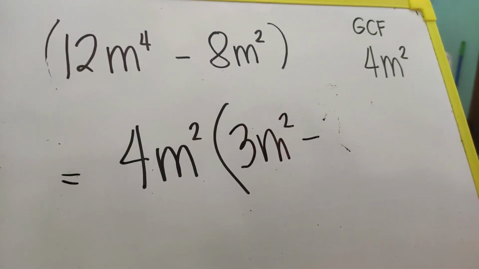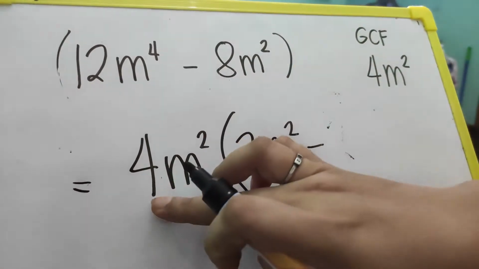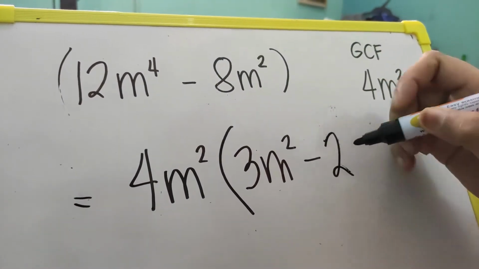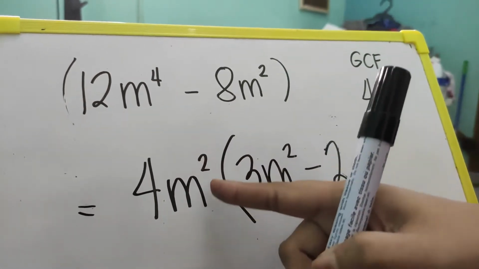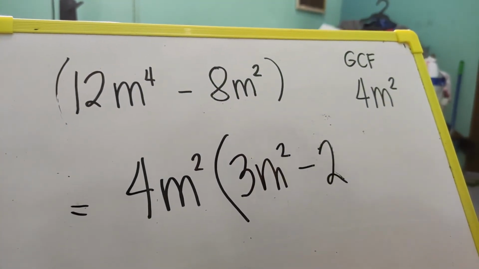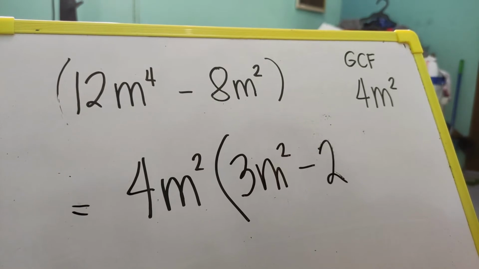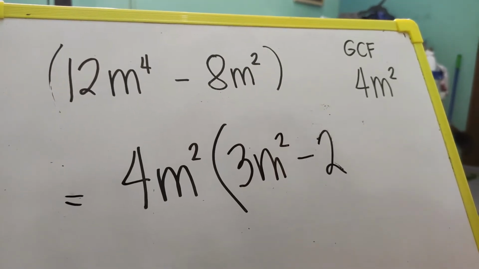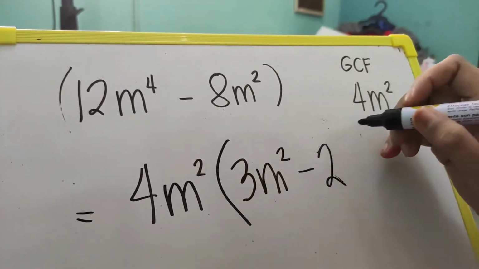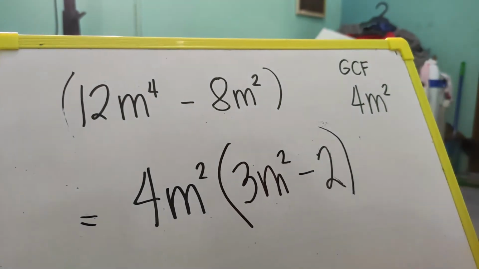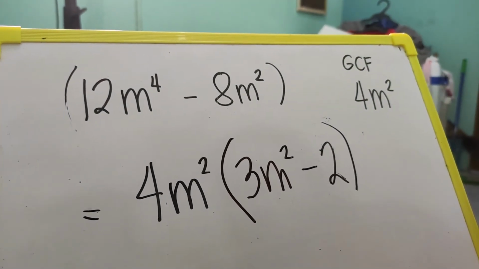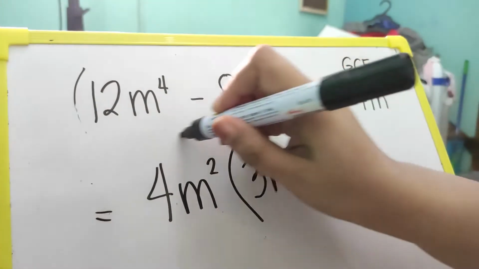And now let's have the second term. 8 divided by 4 is 2. M squared divided by m squared is, you're correct, 1. So therefore, we will not be writing it anymore. So just write the close parenthesis. So that's it.